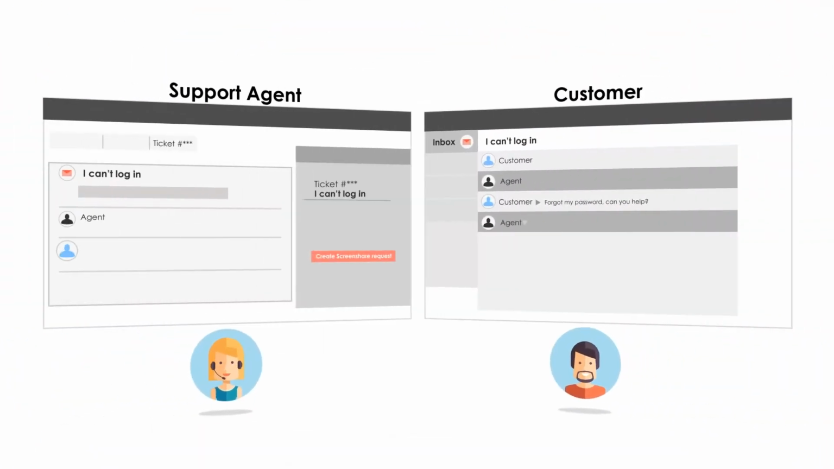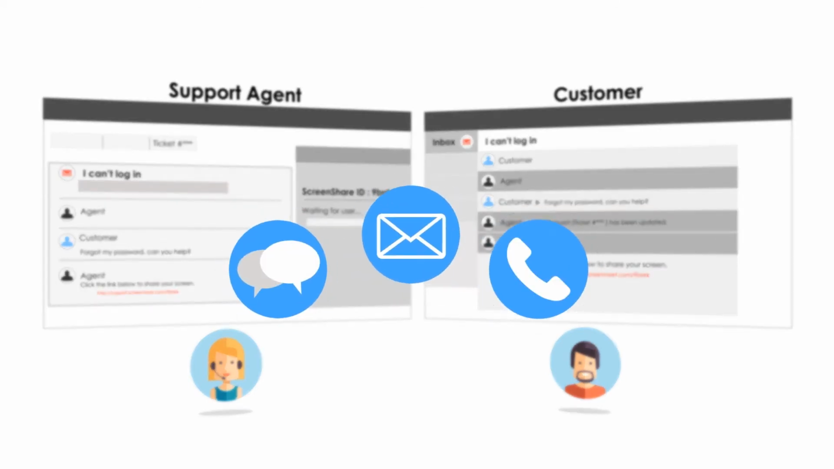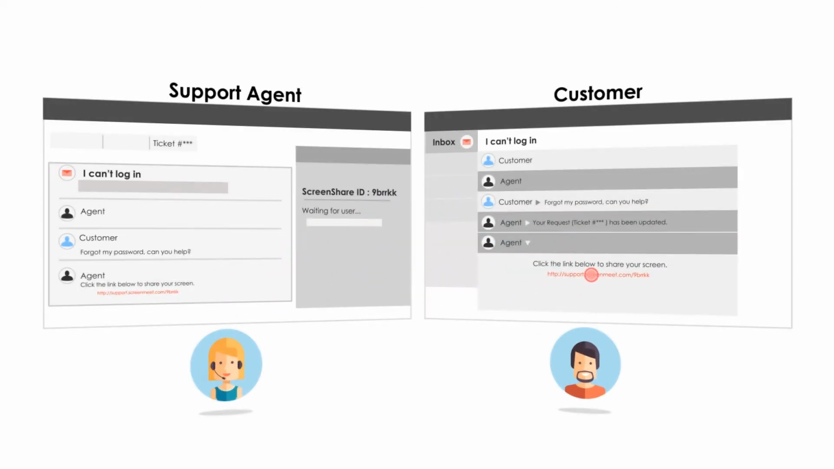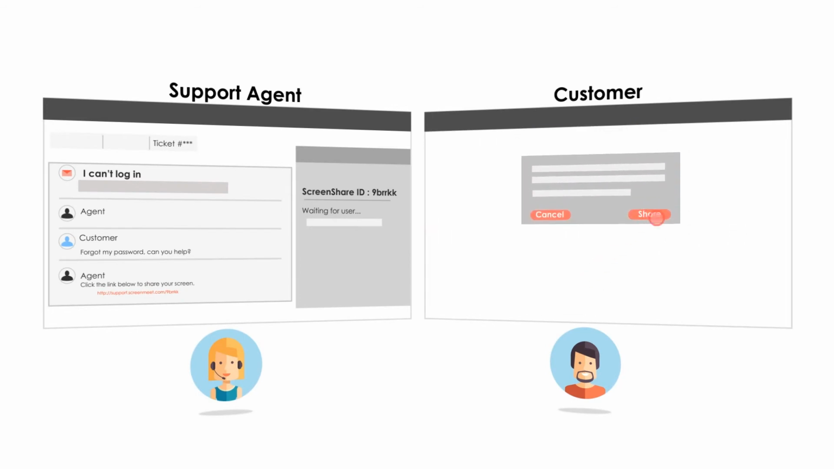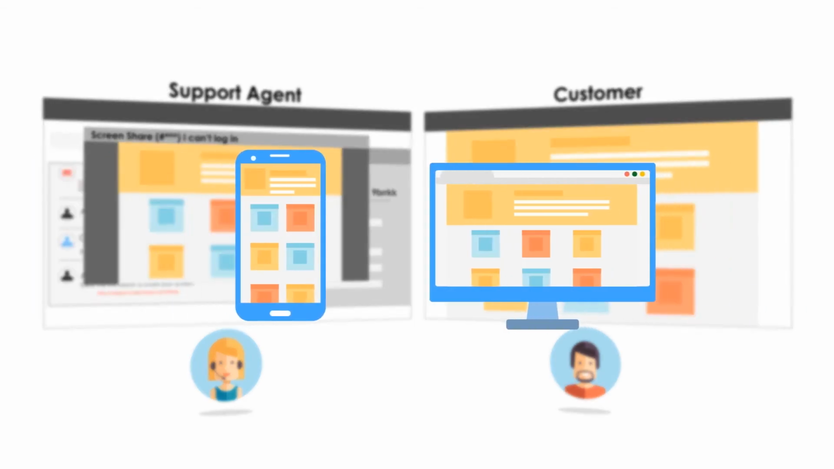The support rep starts a session from our web portal. This creates a secure, unique link, which is sent to the end user via email, via chat, or read over the phone. They click the link to start the remote support session. With a few more clicks, they are up and running with no friction. It just works on every device.